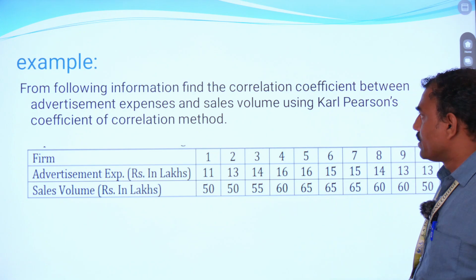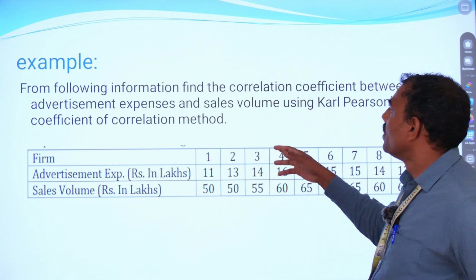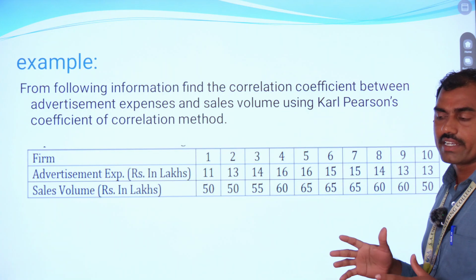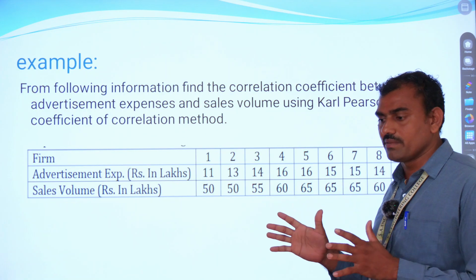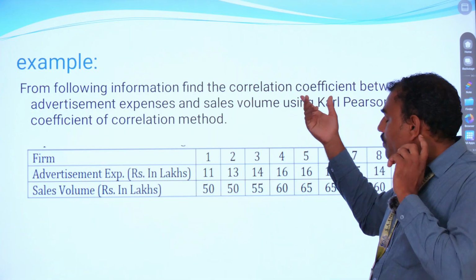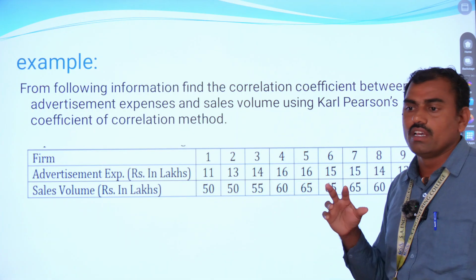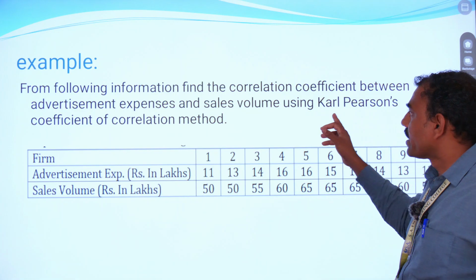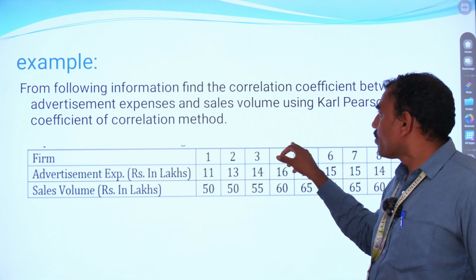So these are the correlation coefficient types. The first one is the scatter diagram. The scatter diagram is a graphical representation. The graphical representation does not identify the degrees. Next is the correlation method.